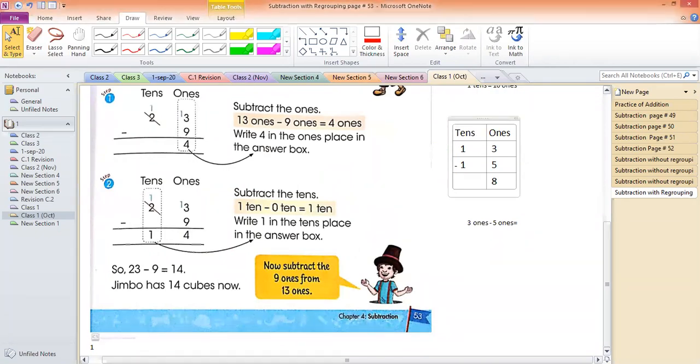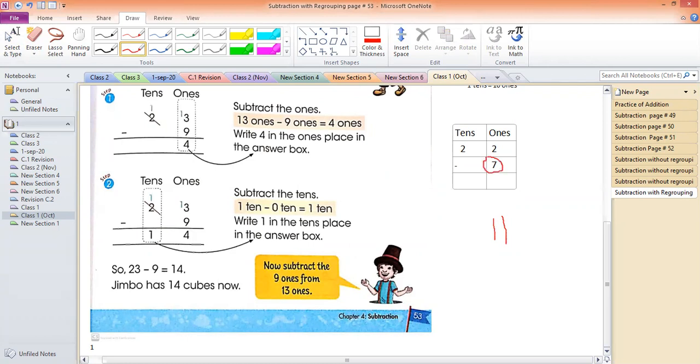This is now 22 minus 7. Let's suppose this is the question. 22 minus 7. Again, guys, I'm repeating. Now you have to minus 7 ones from 2 ones. So I draw 2 lines here, 1 and 2. What number do I need to minus?